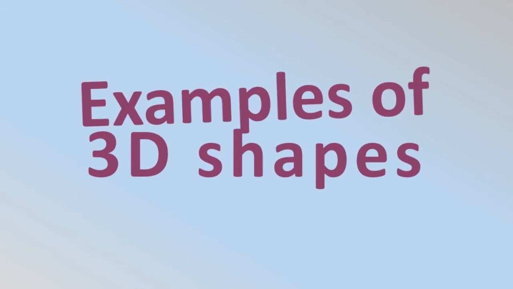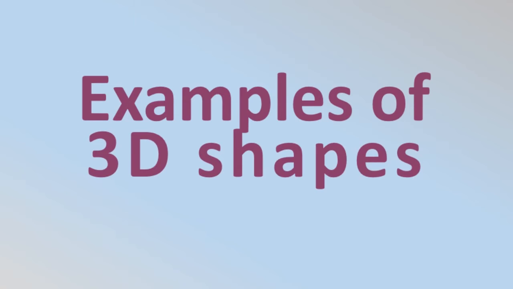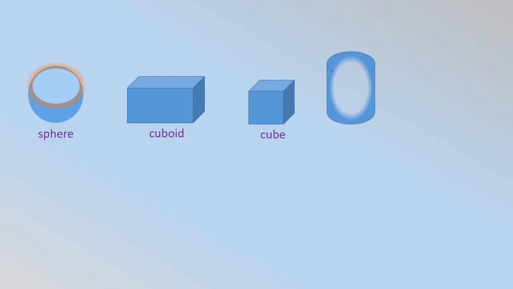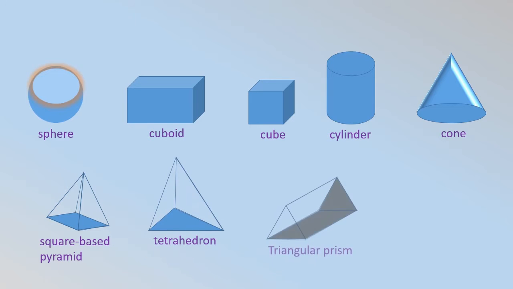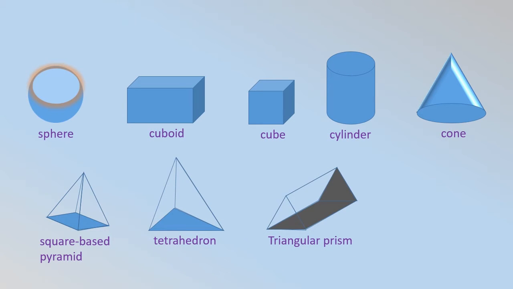We can now take a look at some examples of 3D shapes. They include sphere, cuboid, cube, cylinder, cone, square-based pyramid, tetrahedron, triangular prism, and hexagonal prism. Now let's take a look at the faces, edges, and vertices of given 3D shapes one at a time.